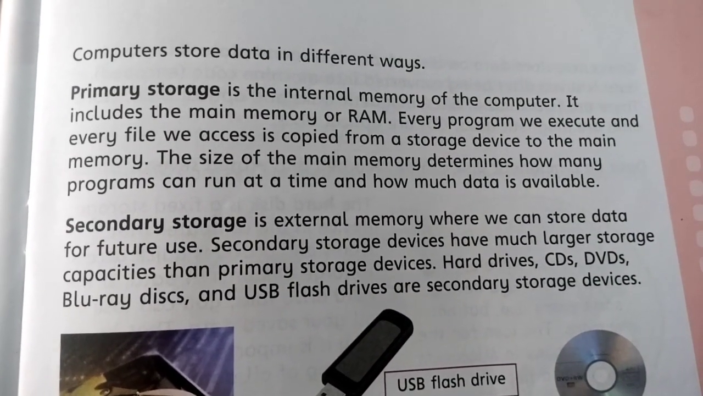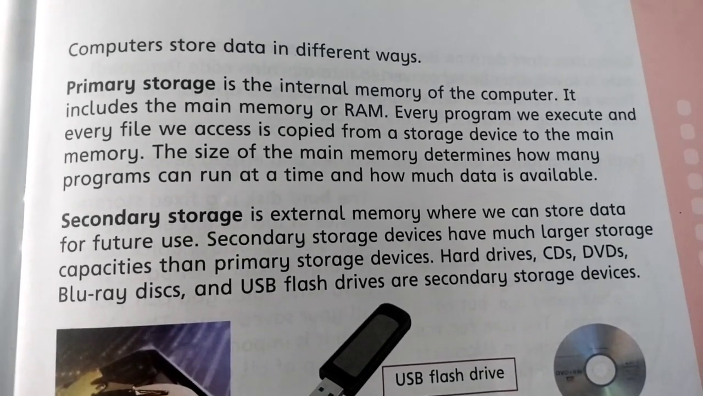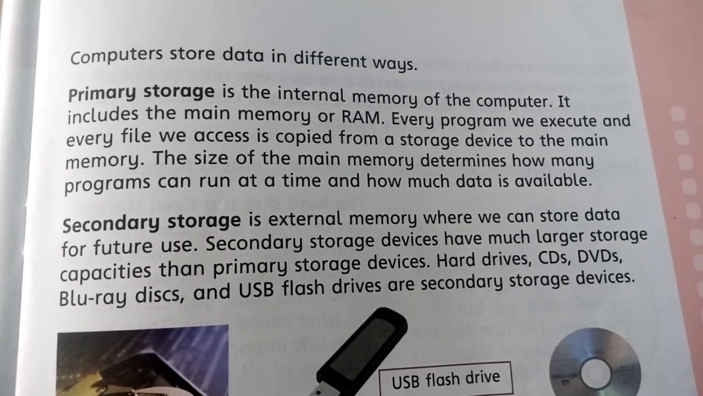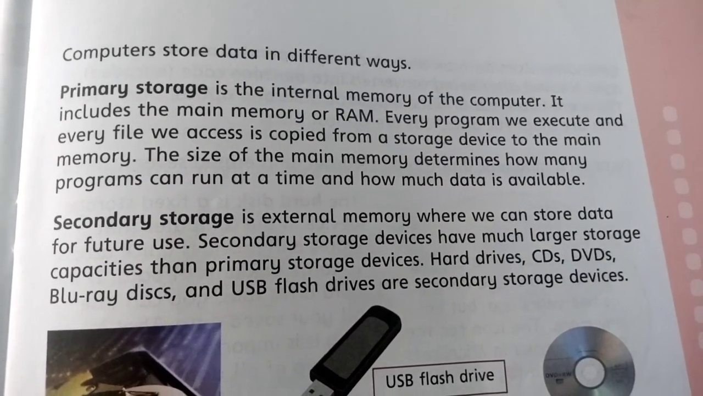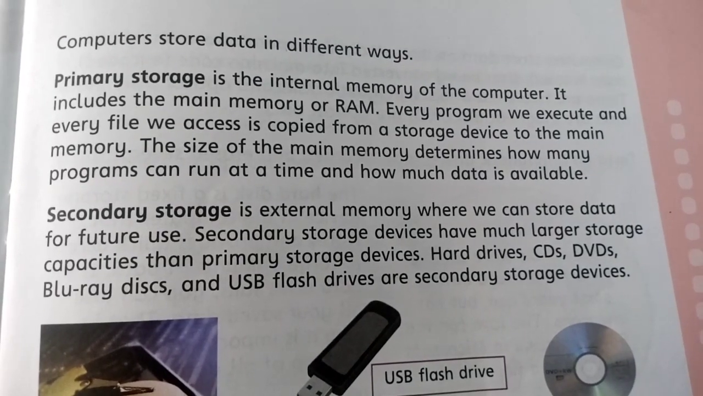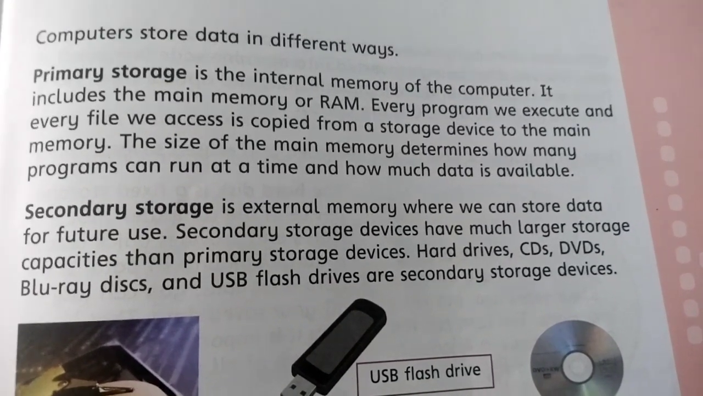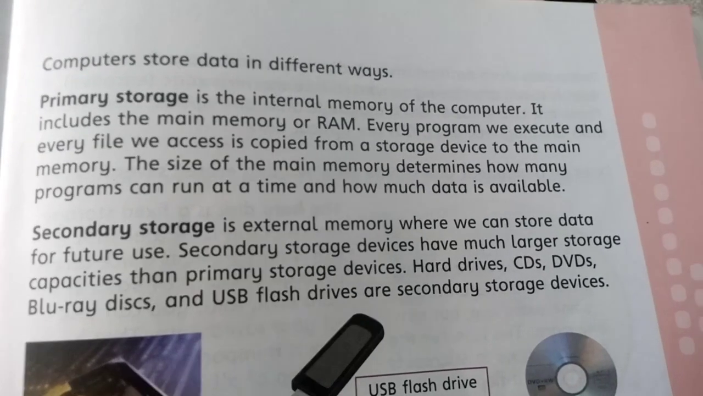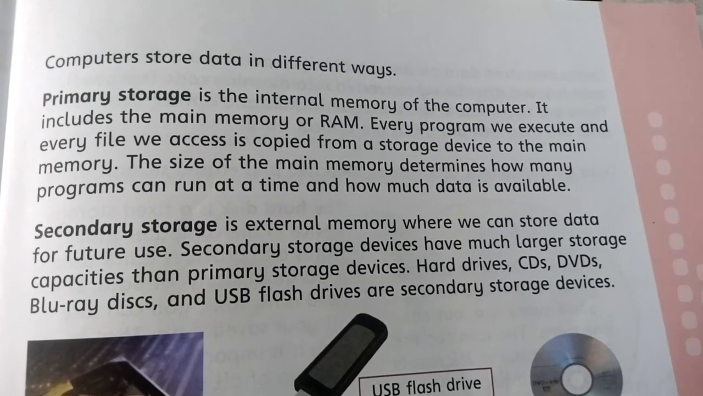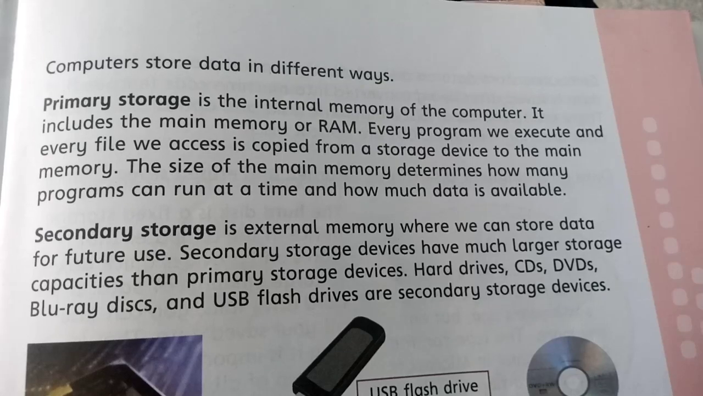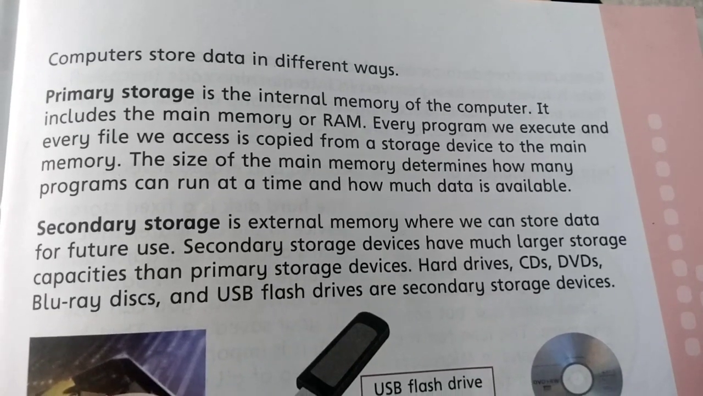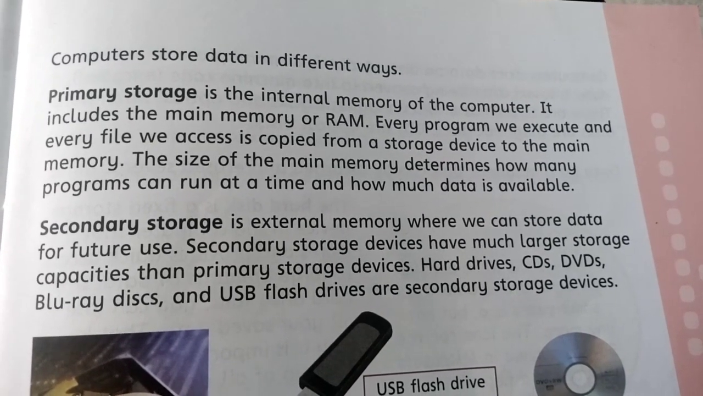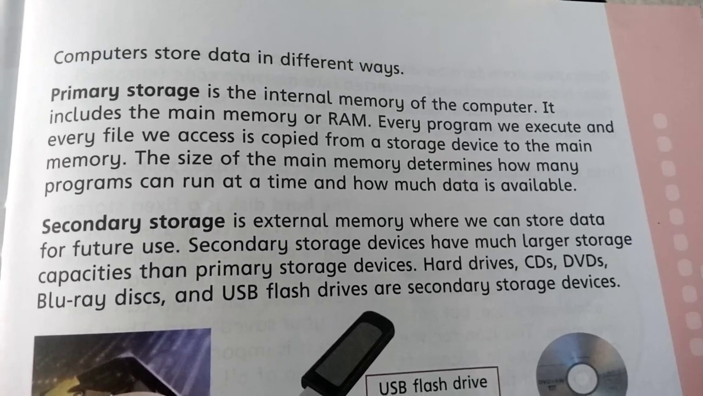Computers store data in different ways. Primary storage is the internal memory of the computer. It includes the main memory or RAM. Every program we execute and every file we access is copied from a storage device to the main memory. The size of the main memory determines how many programs can be run at a time and how much data is available. Secondary storage is external memory where we can store data for future use.